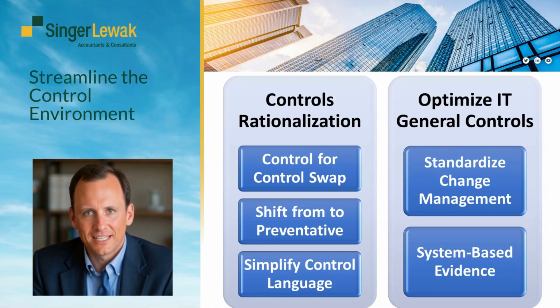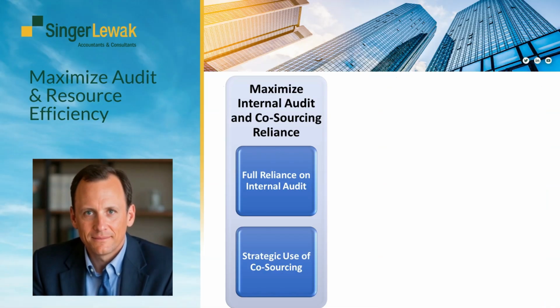Move to system-based evidence. Move away from manual evidence collection such as email chains and printed sign-offs. The control should be the evidence. For example, an access review should be executed and documented entirely within the user access management tool, not through a separate spreadsheet. Maximize audit and resource efficiency.